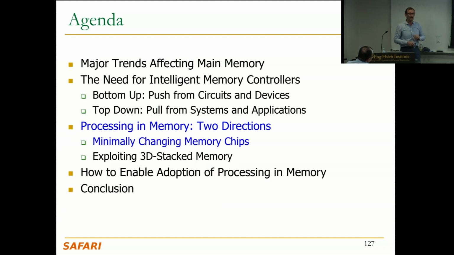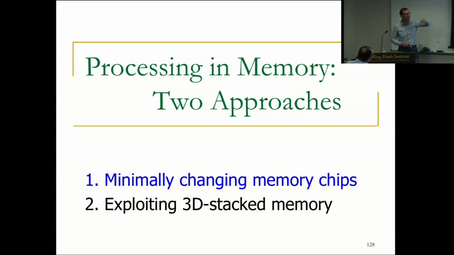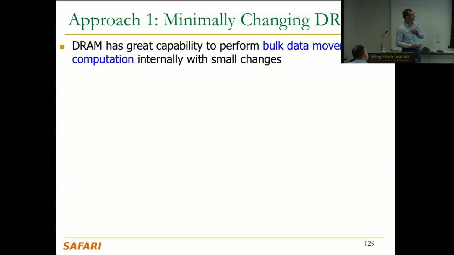Now let's go into how we can do this. I'm going to give you two possible directions. It's not just two possible directions; these are two possible directions that we're working on. I believe increasing the cost and power of a DRAM chip a little bit by doing more processing inside the memory chip, not just minimally changing it, is also interesting. But I'm going to talk about minimally changing memory chips, which surprisingly has not been explored as much in the past. And I'm going to talk about exploiting 3D stacked memory that is already available, I think.